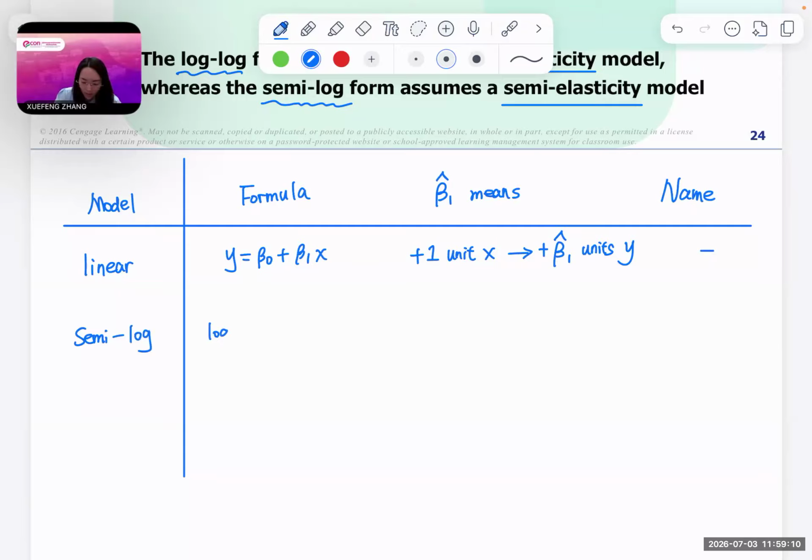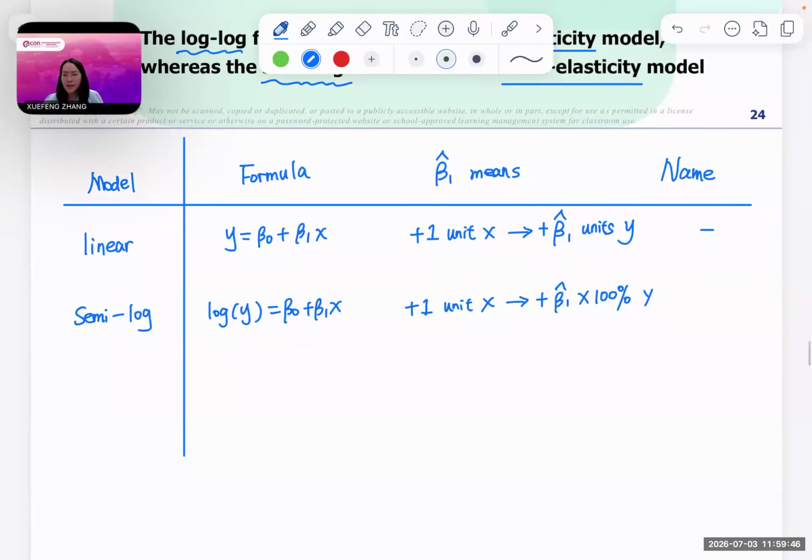For the semi-log, it's like log y equals beta 0 plus beta 1 x. Okay, this means one more unit of x, because we didn't take log for the x, okay? One more unit of x, and the change is beta 1 hat, but you need to times 100%, okay? So y will change by beta 1 hat times 100%. And we call this one semi-elasticity.